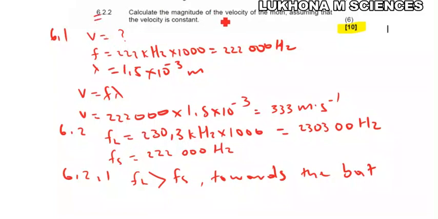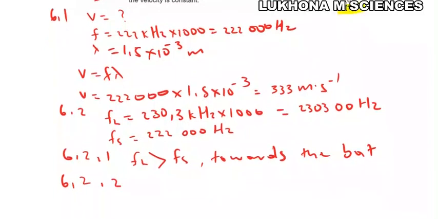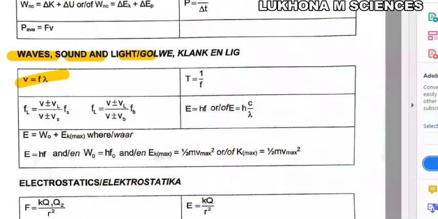Calculate the magnitude of the velocity of the moth, assuming that the velocity is constant. Okay, so we are on 6.2.2 now. So we are going to use that formula. Let's go to the formula sheet. Now that there is a change in frequency, we are going to use this formula of the Doppler effect, because there is a change in frequency, which says fL is equal to v plus or minus vL divided by v plus or minus vs times fs.